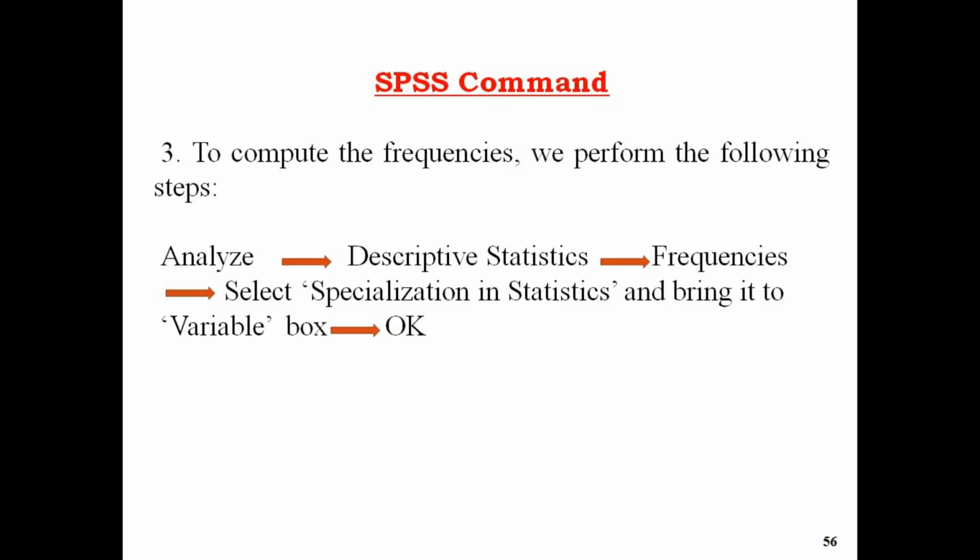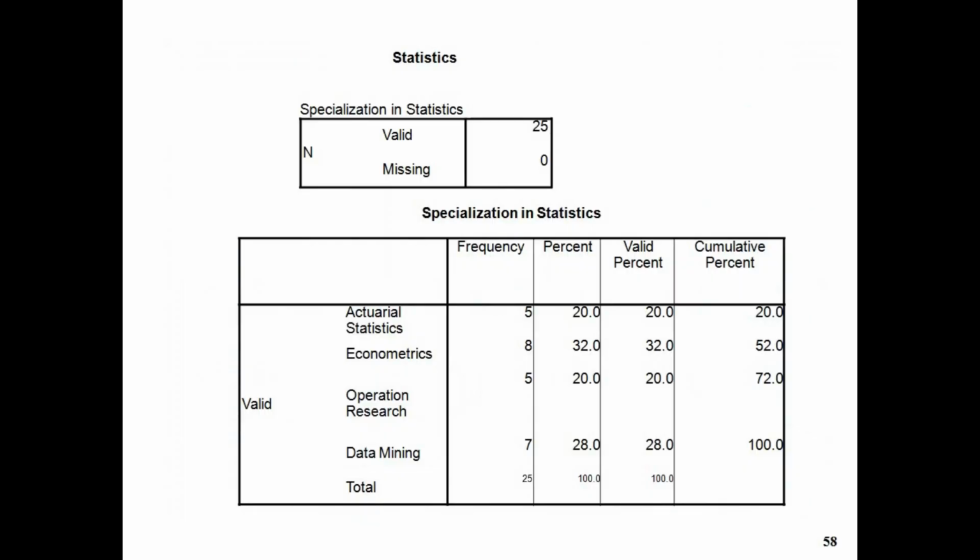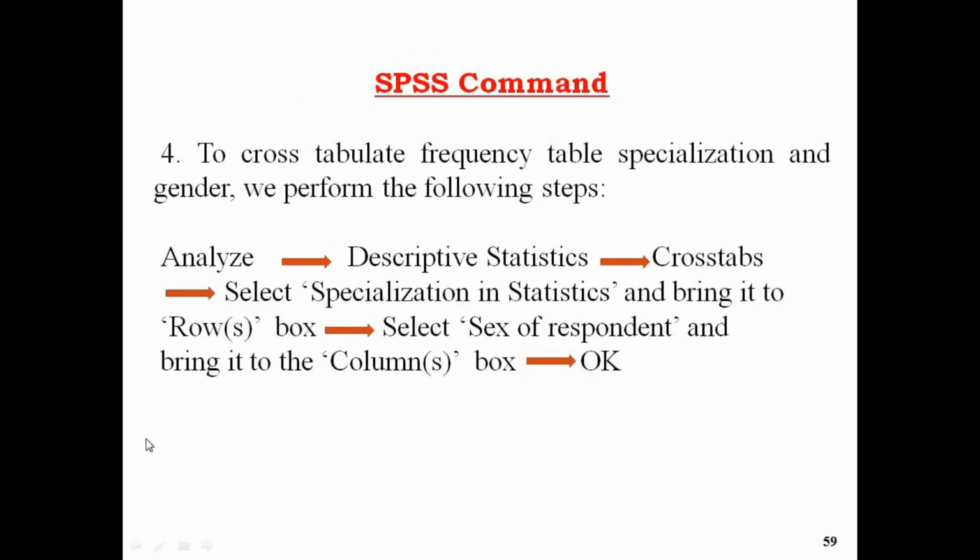And next, to cross tabulate, question number 4. To cross tabulate frequency table, specialization and gender, we perform these steps. Go to analyze, then descriptive statistics, then you click on crosstabs, then select specialization in statistics and bring it to the rows box, and then select sex of respondent and bring it to the columns box, and then OK.